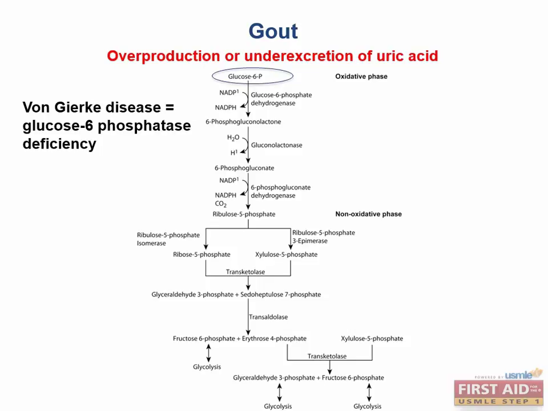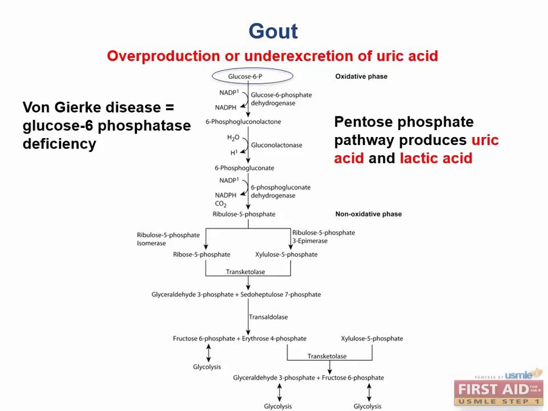Well, increased levels of G6P are metabolized by the pentose phosphate pathway to generate uric acid. What other metabolite is overproduced in von Gierke? Lactic acid, which competes in the renal tubules with uric acid for excretion. Thus, for these inborn errors of metabolism, patients have both increased production and decreased excretion of uric acid. Certain medications and increased cell turnover can also result in hyperuricemia and gout.